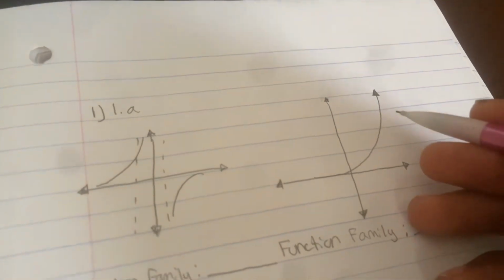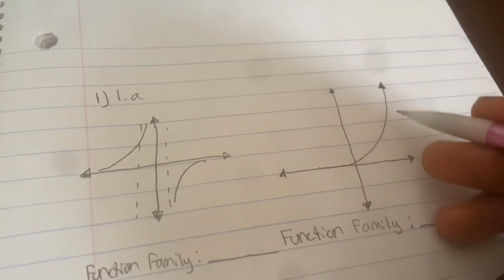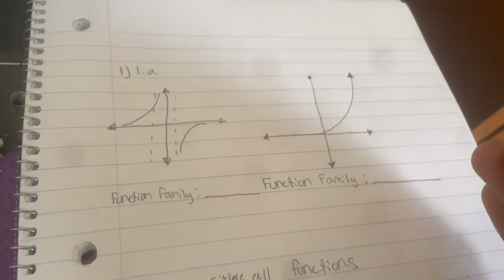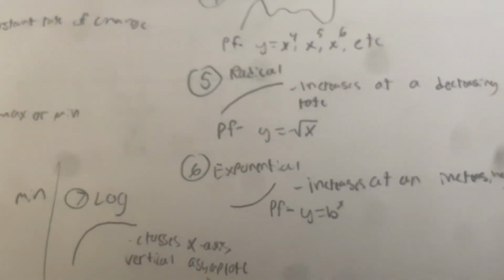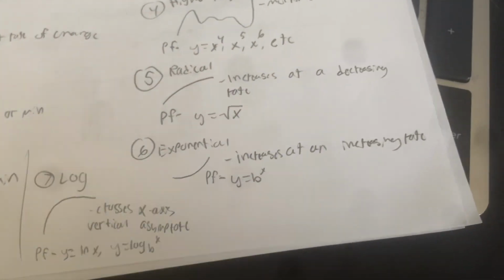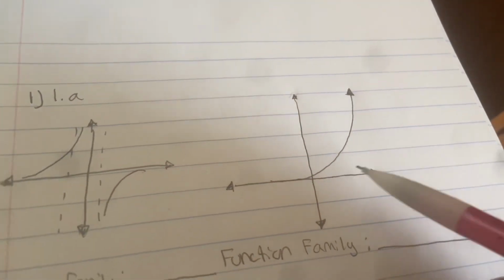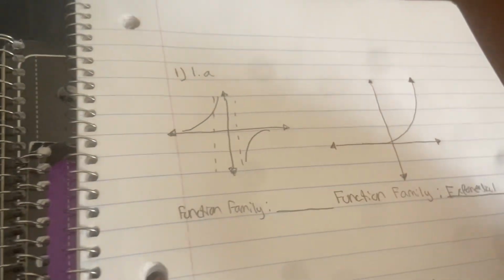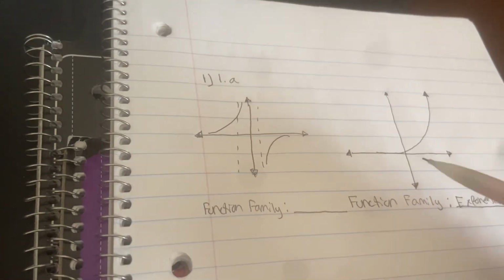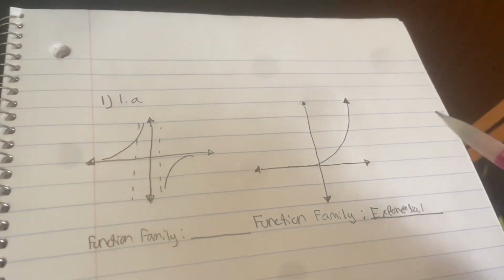You can see that the line goes up in this upwards fashion. When it asks for the function family of that, it would be an exponential function, because it is exponentially increasing upwards. So I'm going to go ahead and put exponential. It is showing exponential growth, and it's increasing at an increasing rate.